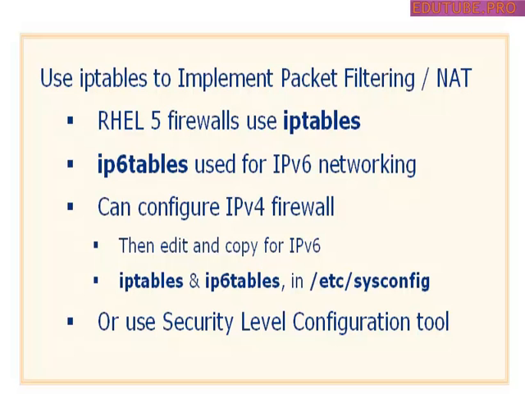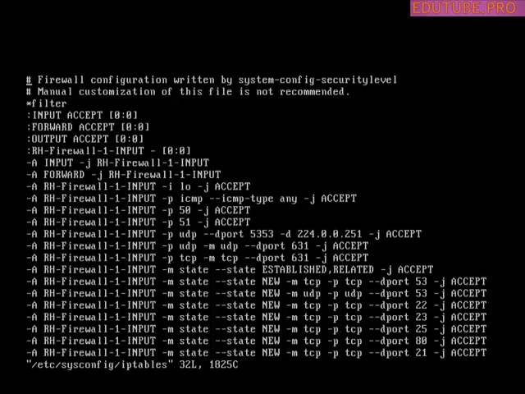If you're working with both, you could first configure a standard IP version 4 firewall and then copy and revise commands accordingly. Actually, when configuring iptables using the security level configuration tool, the changes are made to both standard firewall configuration files. Take a look at these files in your system.